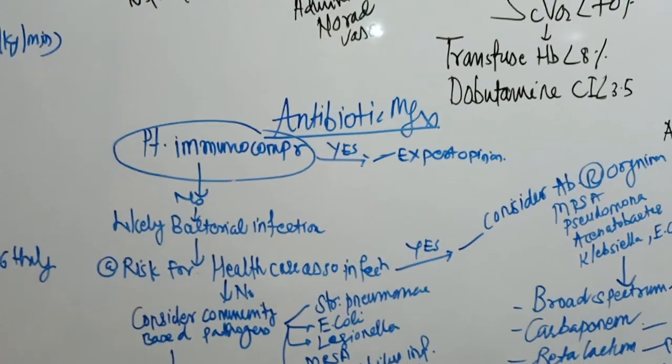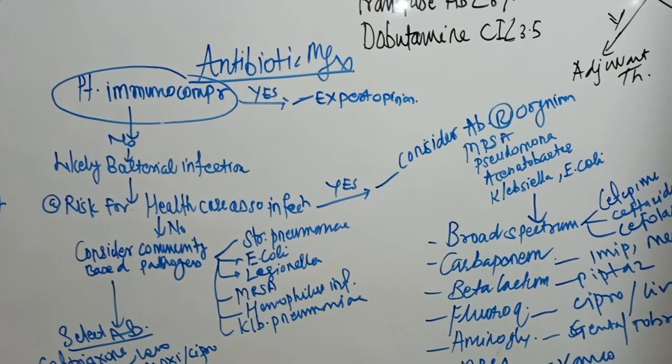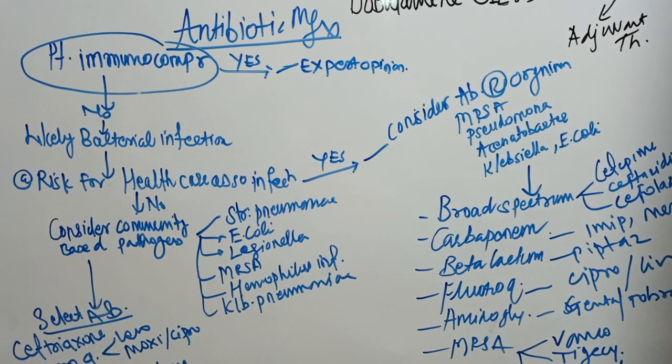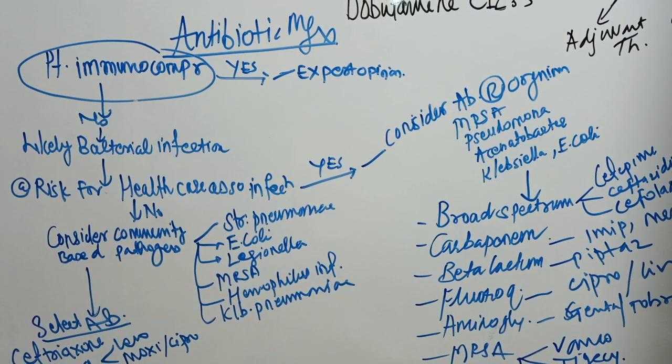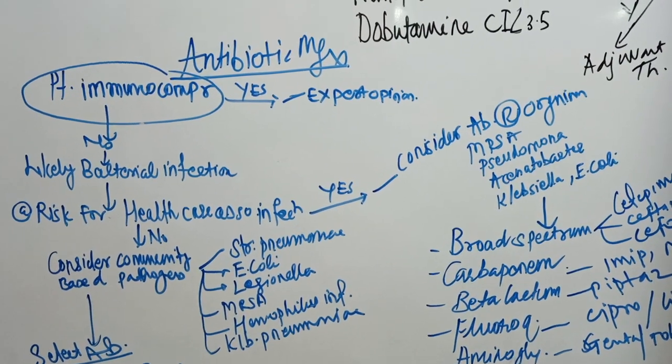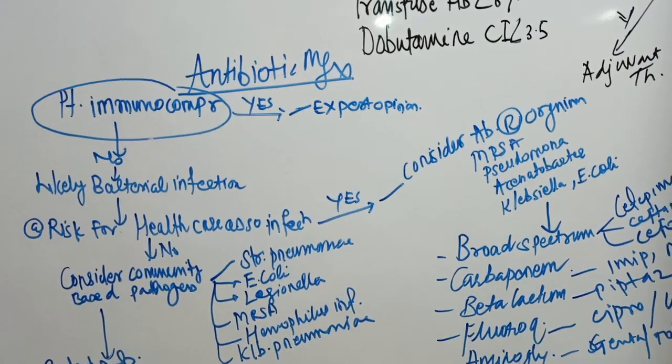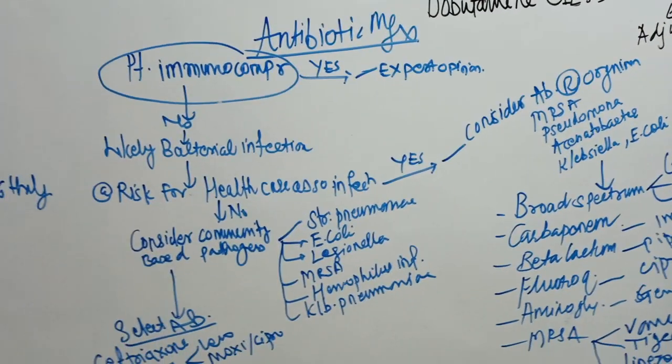So what is the role of antibiotics in septic shock? In septic shock, antibiotics are very important. There are 3 bundles: 1 hour bundle, 3 hour bundle, and 6 hour bundle. We will see later on. Okay, there are 3 bundles.